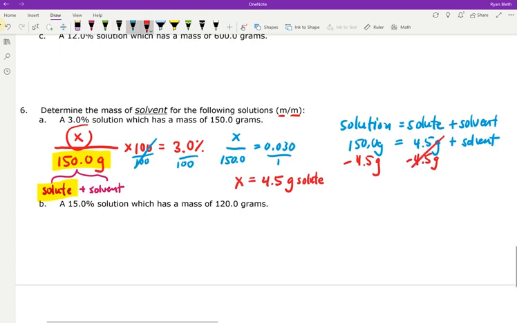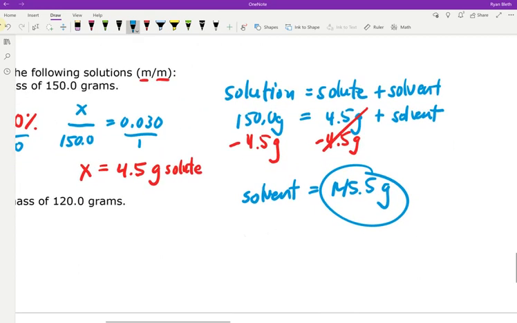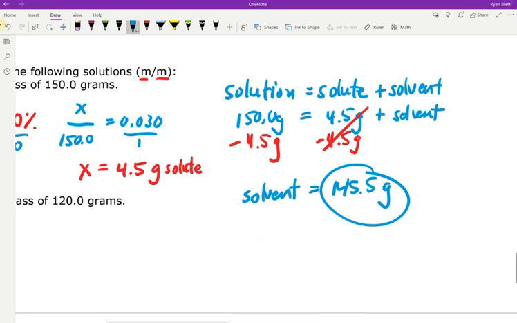And what I'll come up with then is solvent equals 145.5 grams. That's my solvent's mass, 145.5, and then the solute adds in the last 4.5 for a total of 150. So my solvent's mass on question 6A, kind of in a roundabout way then, is 145.5 grams. Hopefully that makes sense. Those are about as complicated as these questions on percent concentration will get.